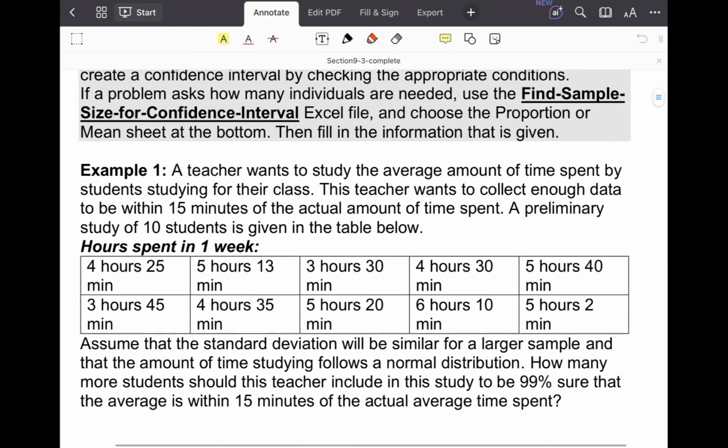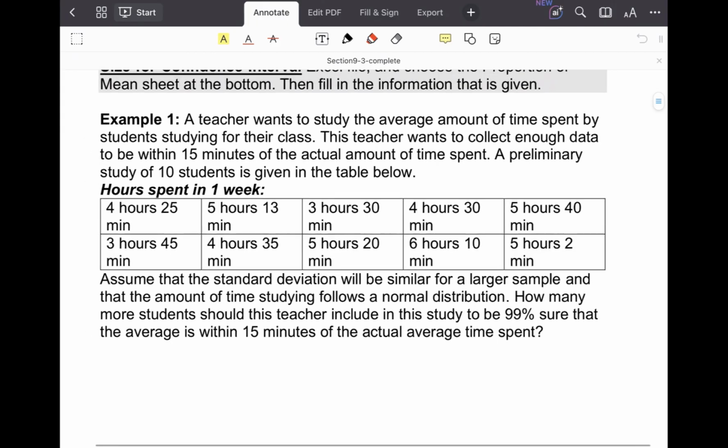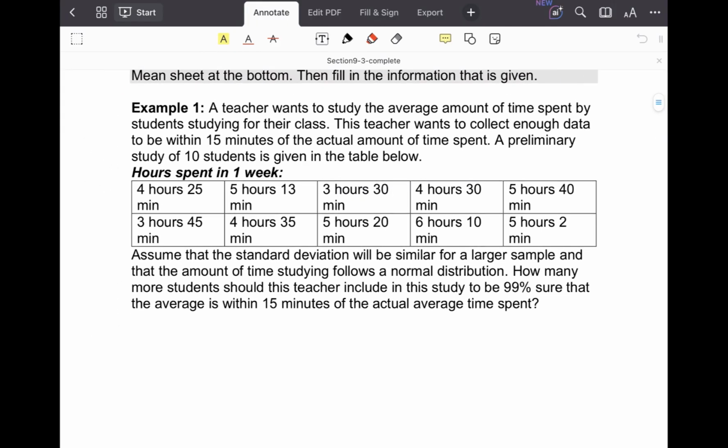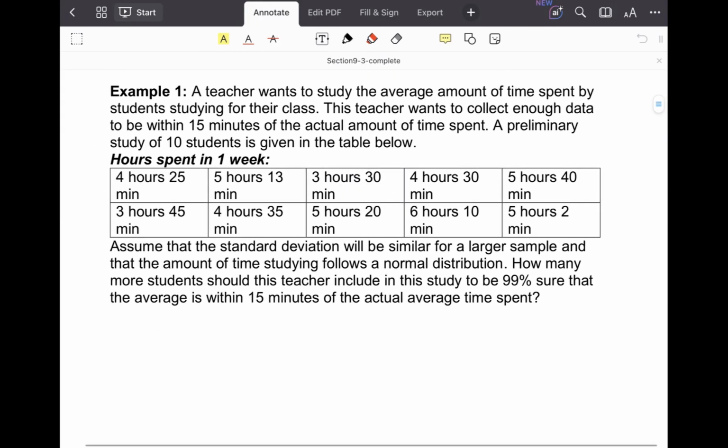This first one is especially tricky because of what it has you do. So it says a teacher wants to study the average amount of time spent by students studying for their class. This teacher wants to collect enough data to be within 15 minutes of the actual amount of time spent. A preliminary study of 10 students is given in the table below. And we can see those amounts of times per week spent studying there.